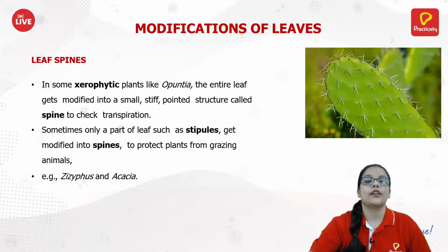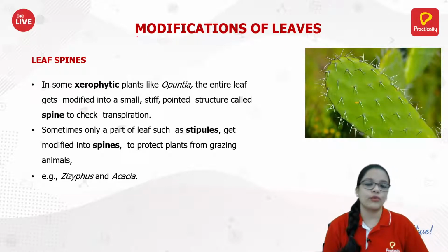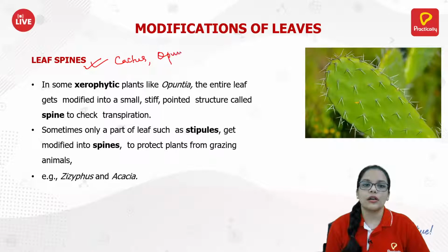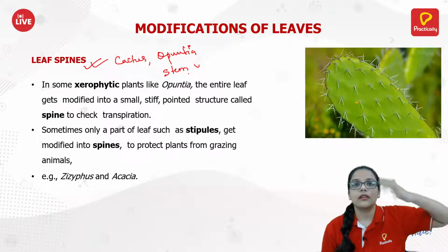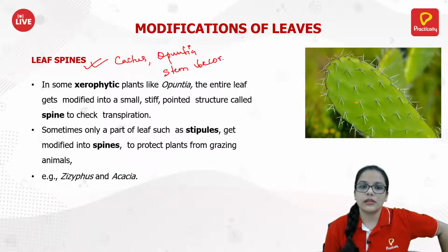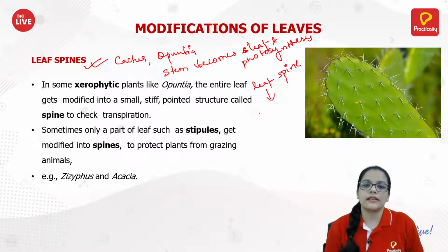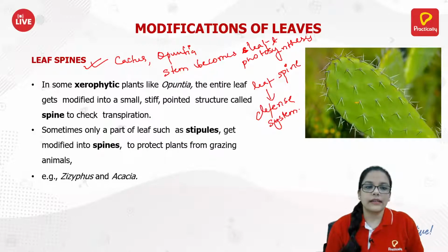Okay? Next, now leaves also have modification, basically 3 or 4 kinds of modification. The first one is leaf spines, which is found in cactus, opuntia. Why? Because here the stem works, because of the environment, because these plants live in extreme environments. So the stem becomes leaf and performs photosynthesis, whereas the leaf becomes spine, and instead of photosynthesis, it works as a defense system. So that is known as spine.